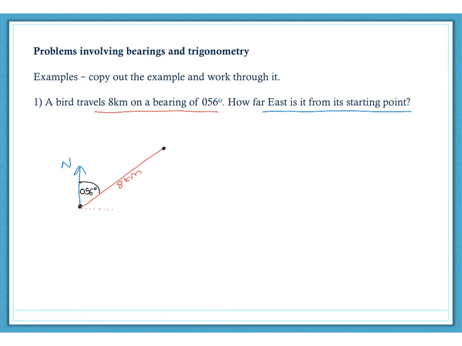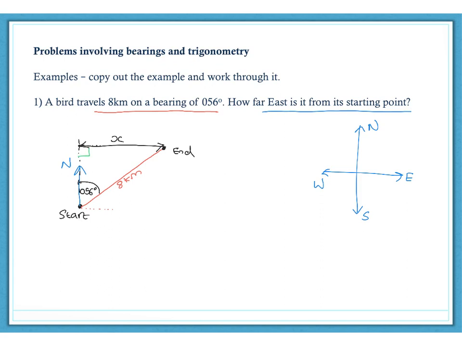Now, let's think about compass directions. We've got north, east, south, and west. So how far east is it from its starting point? Well, that means if we draw in that vertical so it's a bit longer and then join across there, this is the measurement that we are trying to calculate. That's how far east the bird is at the end of its journey compared to the start of its journey.